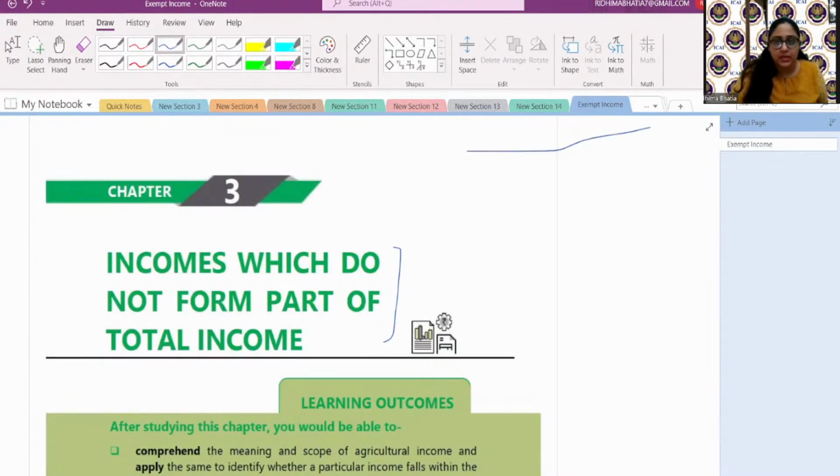Just one second. So I give you time to settle in. I hope everyone's festive fever has died down a bit. So now back to studies, back to the focus point. So settle in and we'll start with today's chapter, exempt income.